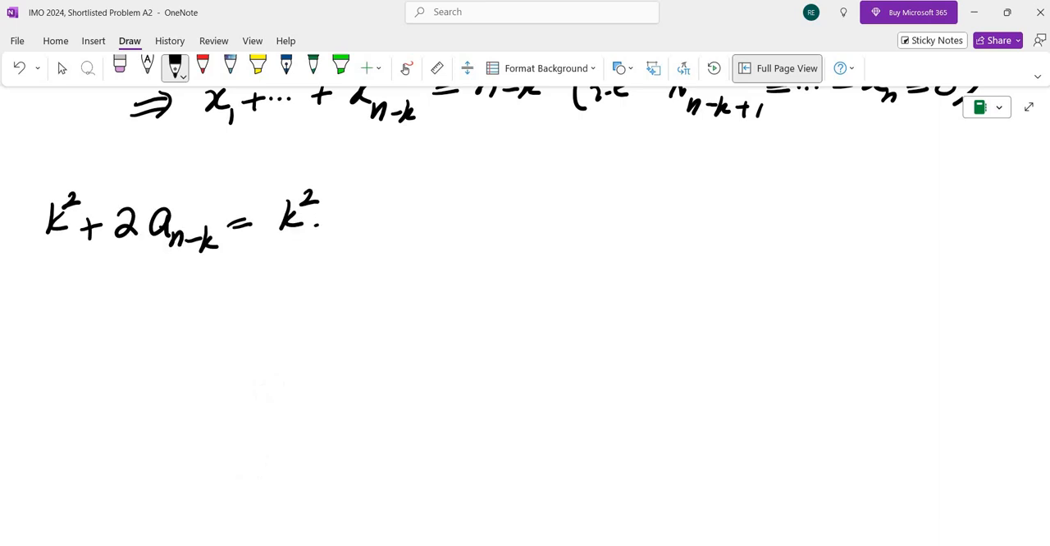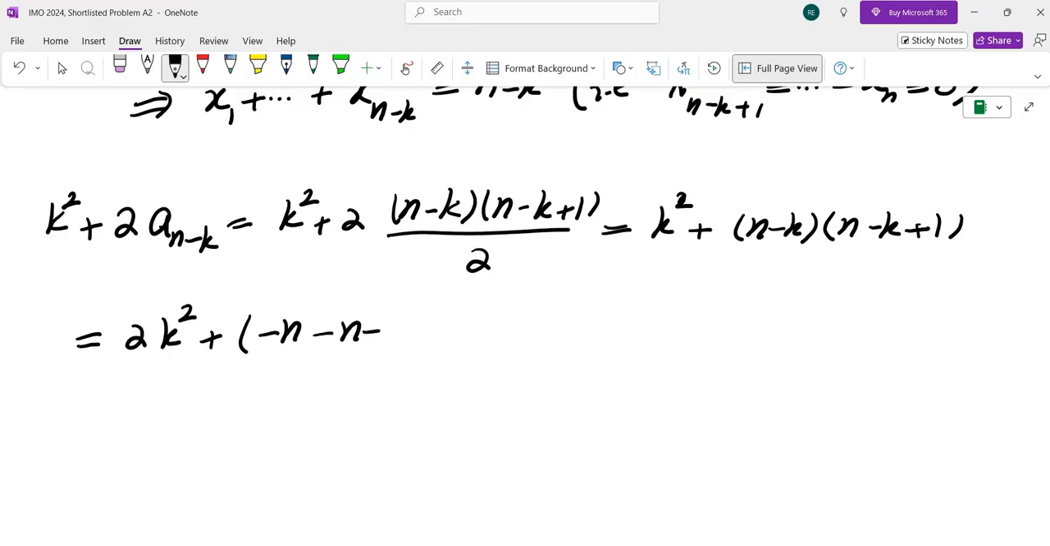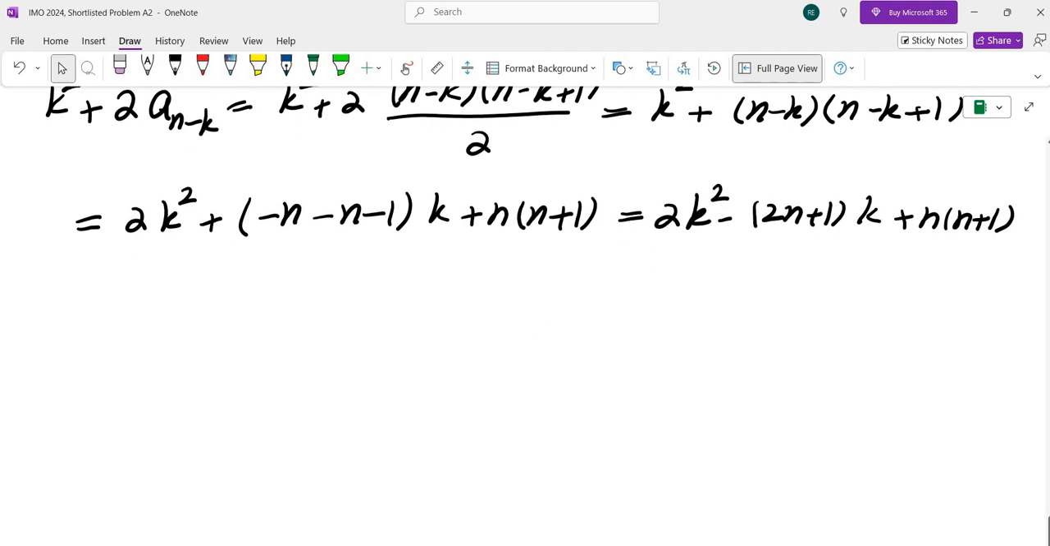This is equal to k squared plus twice (n-k+1)/2. So this is k squared plus (n-k)(n-k+1). Let's expand this. We get 2k squared minus (2n+1)k, plus n times (n+1). So this is 2k squared minus (2n+1)k plus n(n+1). Okay, so we want to minimize this expression, and k ranges from 1 through n.